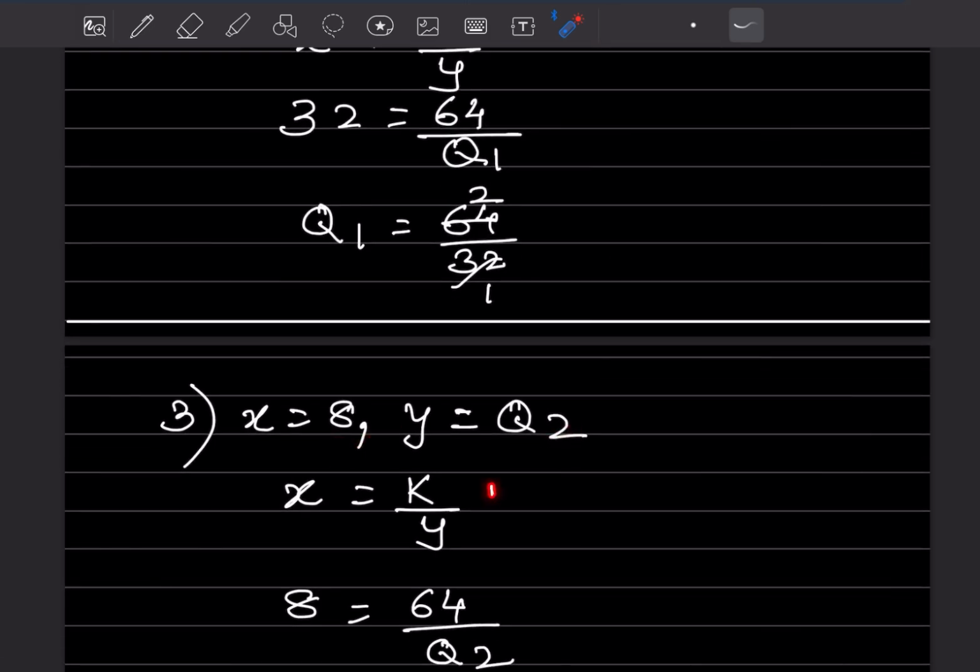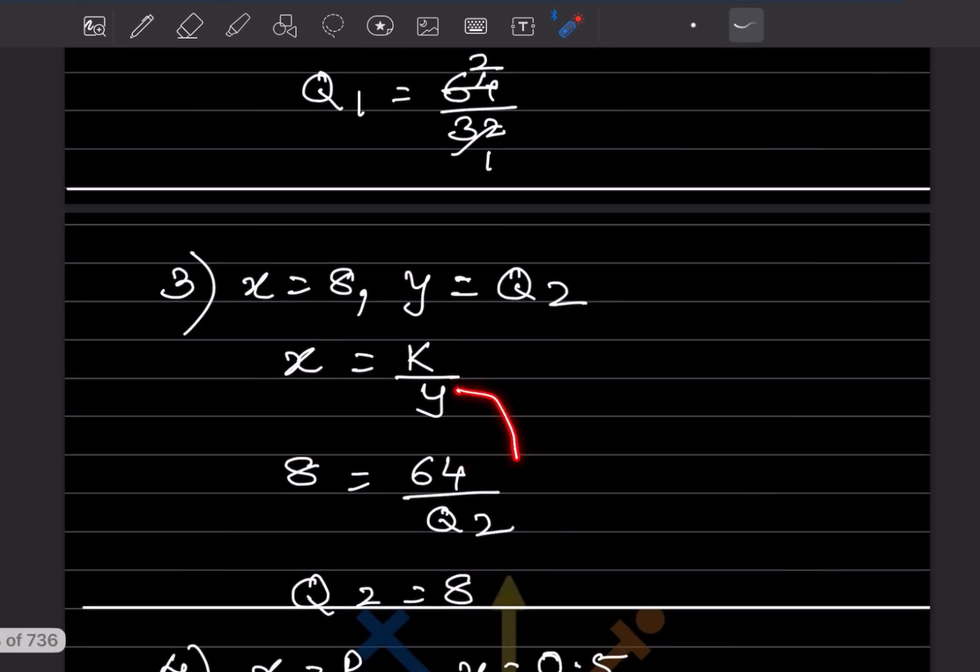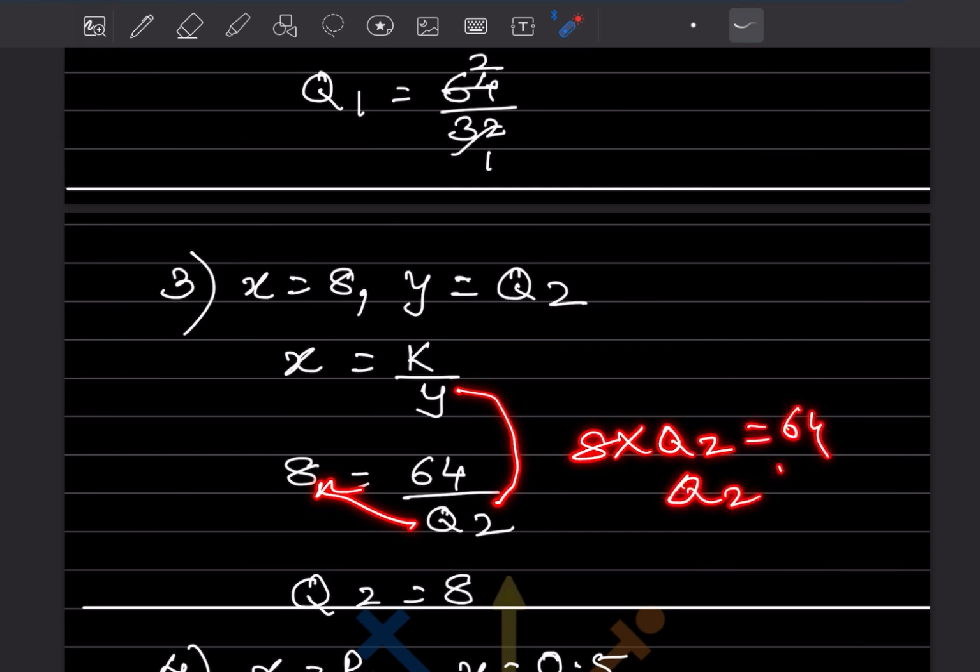q2. So again we'll start with the same one. In place of this x, we'll put 8, k we are going to put 64. We got 64, but then we don't know y, that is q2. Again, when we put here 8 into q2 is equal to 64, so q2 is going to be 64 divided by 8, that is going to be 8.